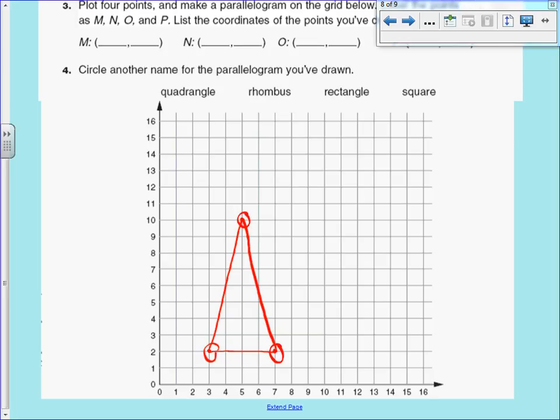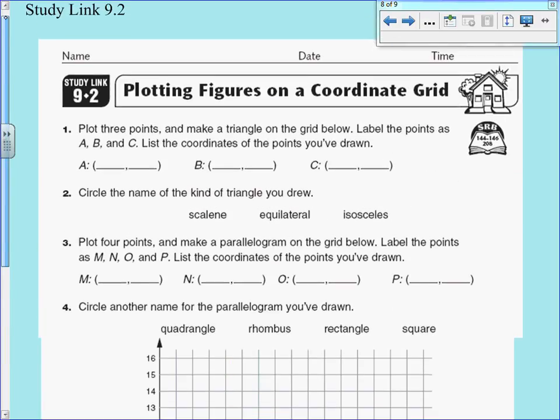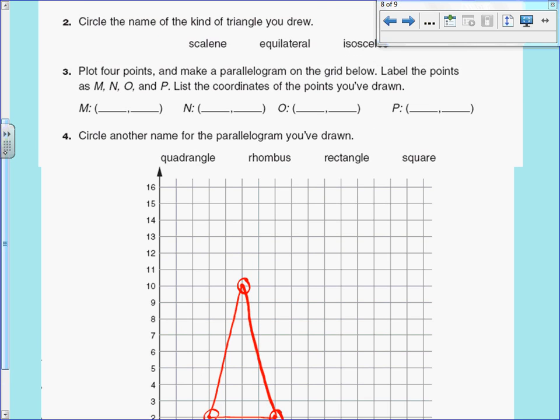So I need to write those up top. In an ordered pair, what number comes first? The bottom one. So it was 3, 2 for the y-axis. Then it was 7, 2. And then it was 5, 10. If you look at that, again, my first number was the bottom number, the x-axis. My second numbers were the y-axis.